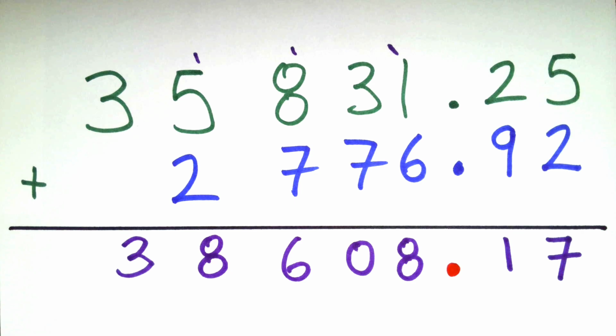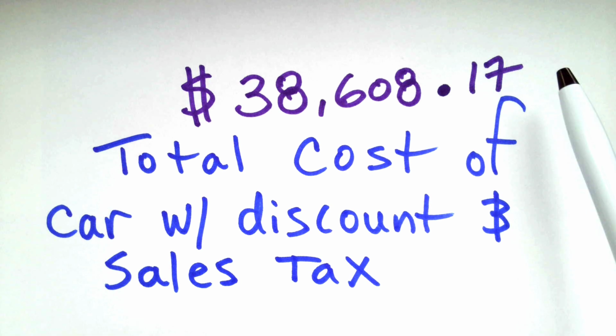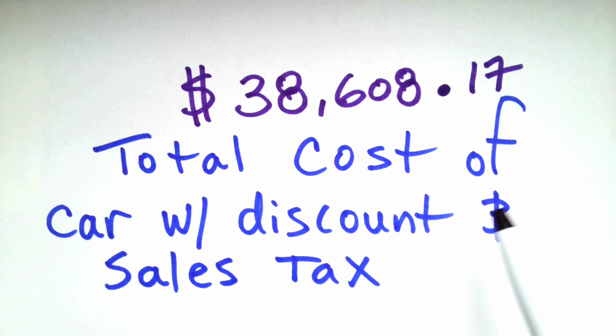What does this amount represent? If you said that this amount represents the total cost of the car with the discount and the sale tax included, you are absolutely right. You'd have to pay $38,608.17 in cash to walk off that lot with your new car.